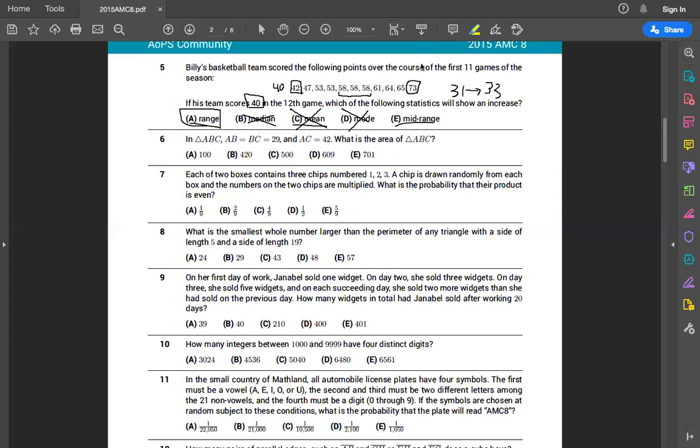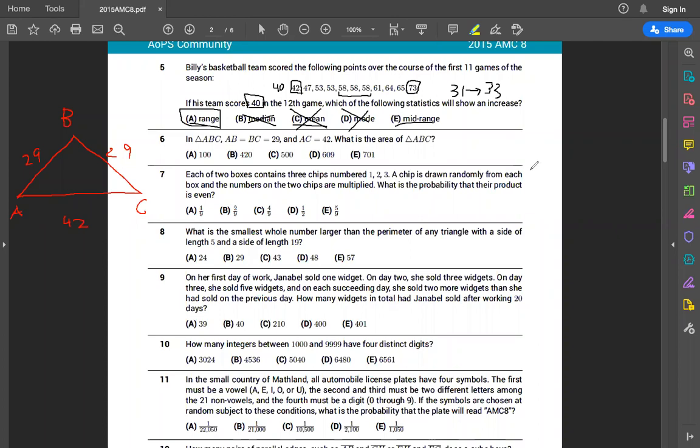Okay, question 6. I'll draw it over here. So we have an isosceles triangle, and we're given the side lengths, 29, 29, and 42. And we want to find the area of this triangle.